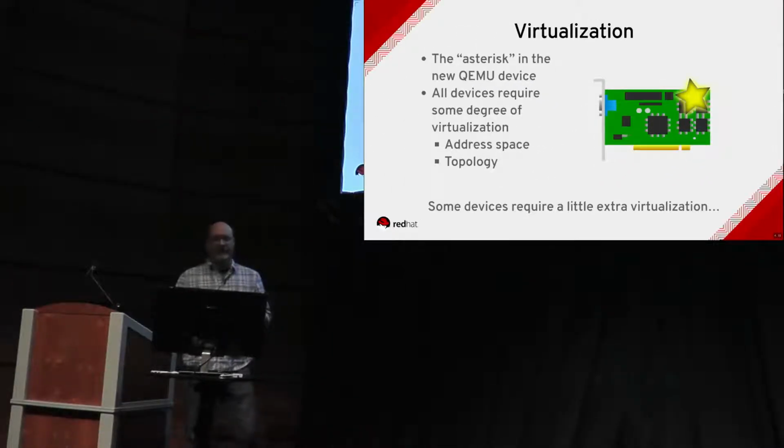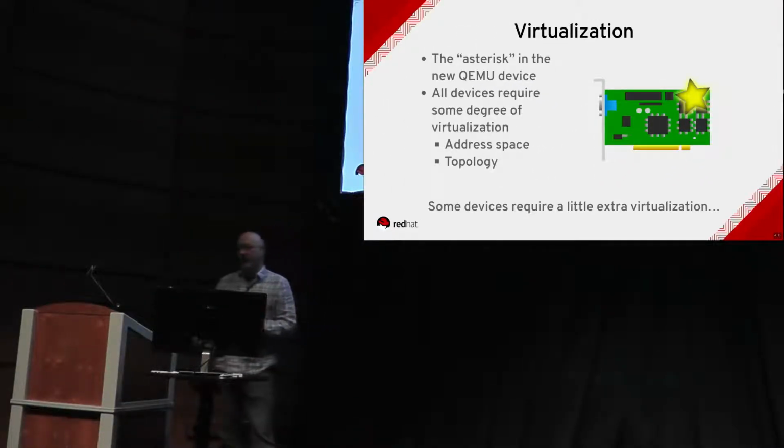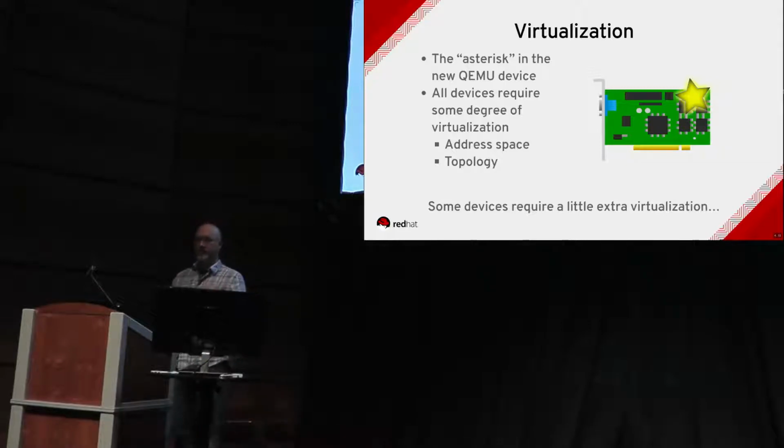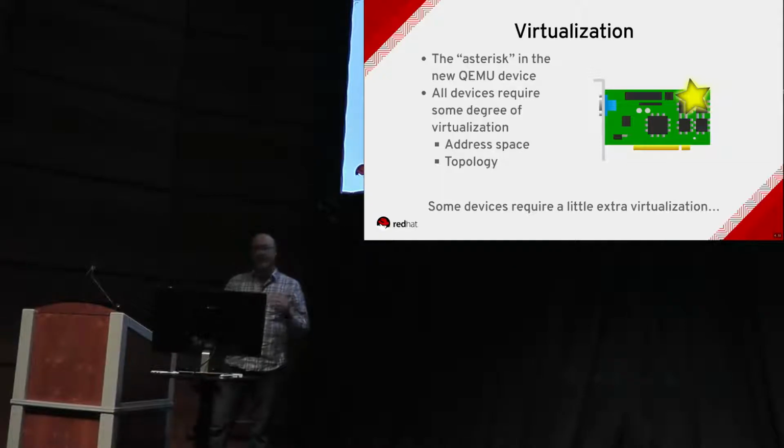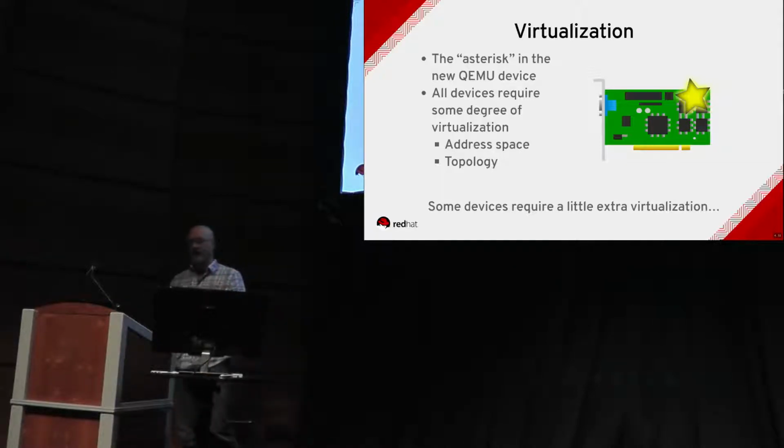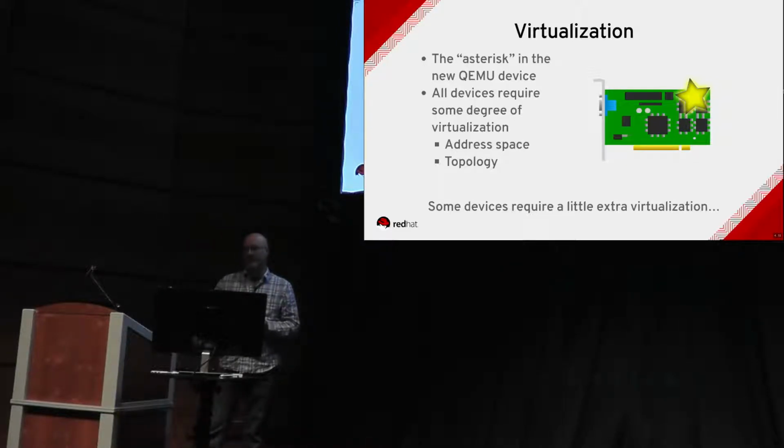Virtualization is really the asterisk in the device and the new device in QEMU. So all devices need some degree of virtualization. As I mentioned before, the PCI BARs we have to virtualize because we're transposing the device into a different address space. The MMU only handles the translation of the DMA, not the MMIO and IO port spaces of the device. Sometimes we're moving the device in the topology. Root complex devices become endpoints under root ports. Multifunction devices become single function devices. All those sorts of things are just a normal part of the virtualization of the device.